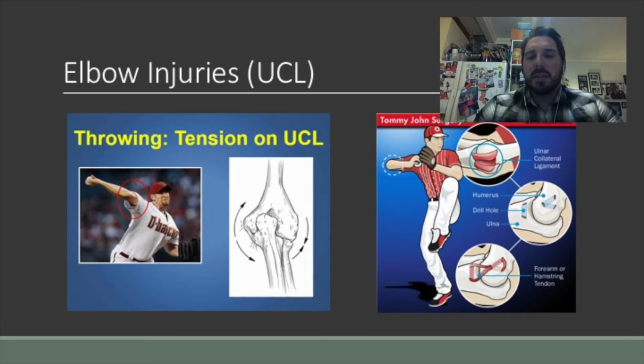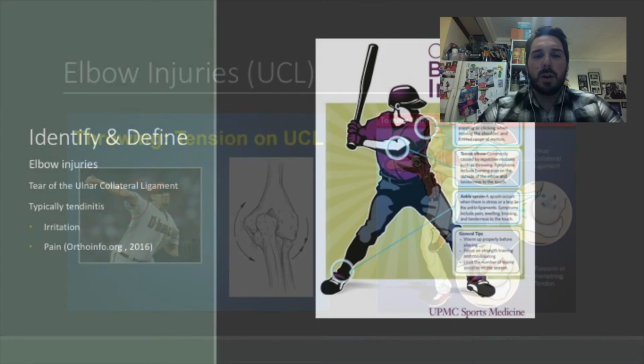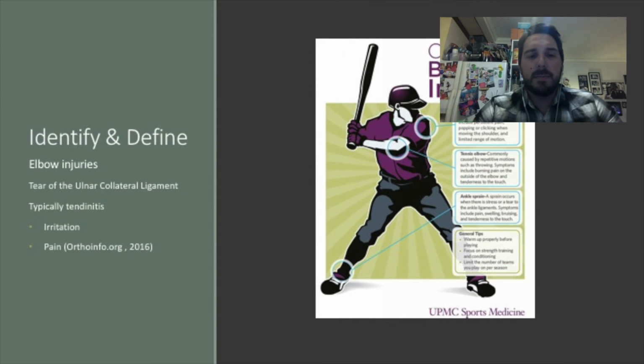So with that surgery, I'm just going to talk about it really quickly. What they do is they'll drill 2 holes in the humerus, 2 holes in the ulna. Then they'll take a tendon from either the forearm or the hamstring, and they'll weave that in a figure 8 pattern just to hold the humerus and the ulna together. Just because the UCL, the entire point of that ligament, is to hold those together, and it is either weakened or torn. So typically what you'll see is irritation or pain surrounding the elbow joint.